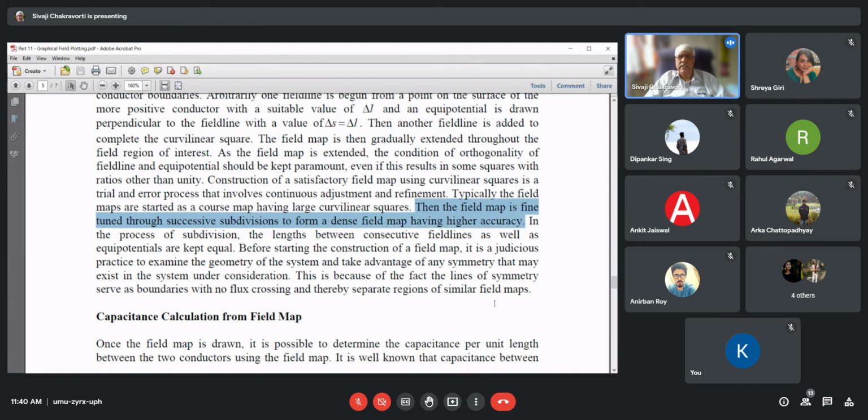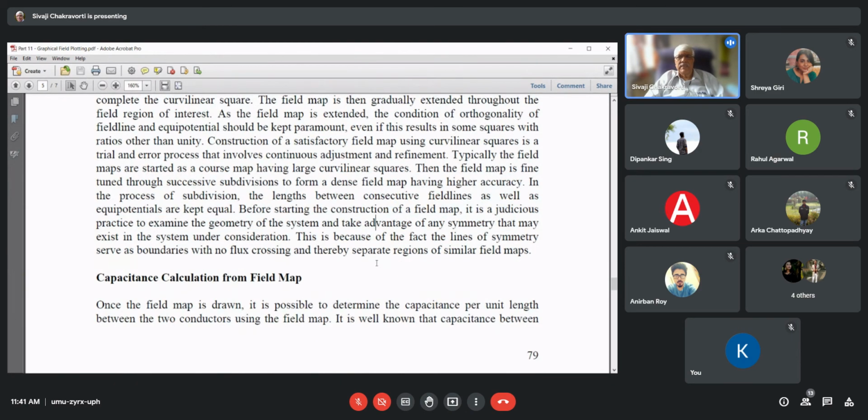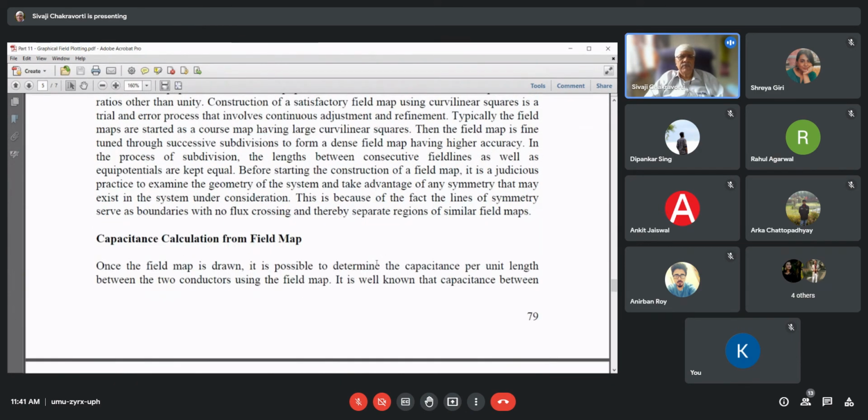That means initially we draw a field map which has relatively larger distances of del L and del S, and then we can subdivide to form a denser field map. This is only one thing which you will be able to understand if you do it yourself, that how beautifully this can be done.